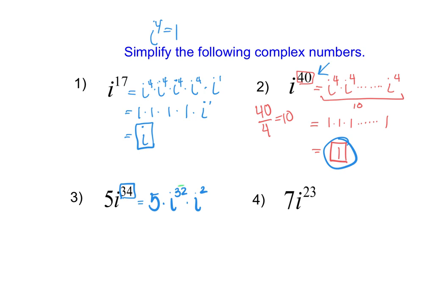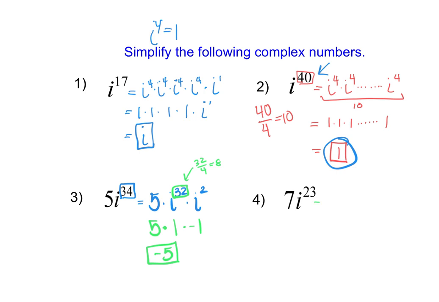And so because this 32 is divisible by 4, that repeating pattern that we see, where anything that's divisible by 4, i to the 4th is equal to 1, we know that this i to the power of 32 is equal to 1. And then we have i squared, which we know is equal to negative 1. And so now as a result, we have 5 times 1 times negative 1, which is negative 5.